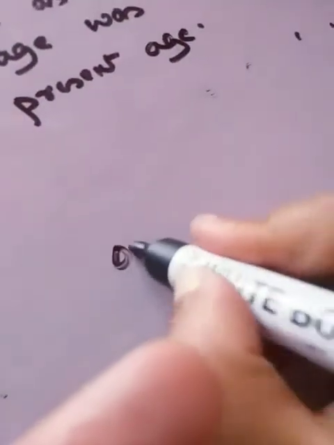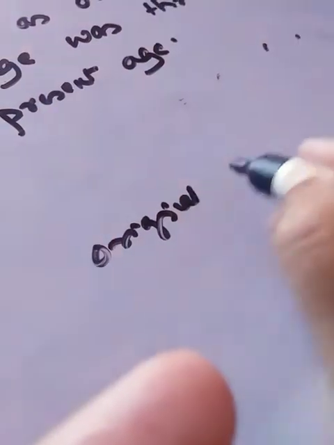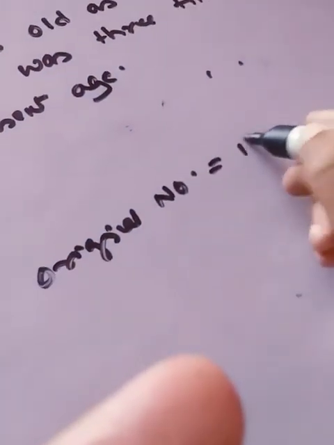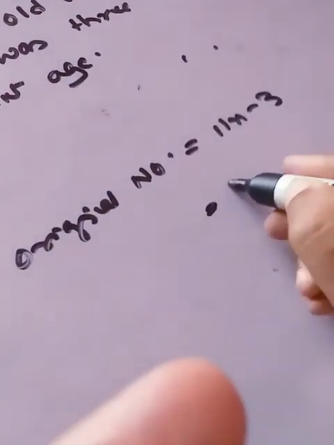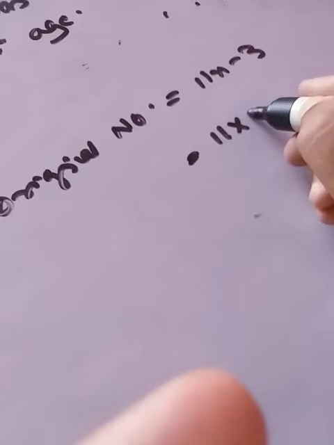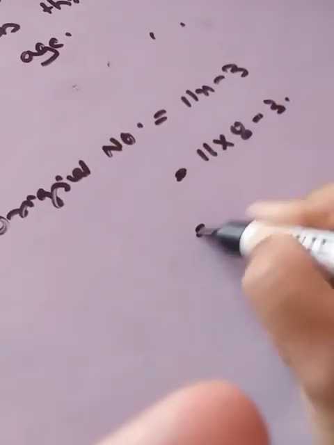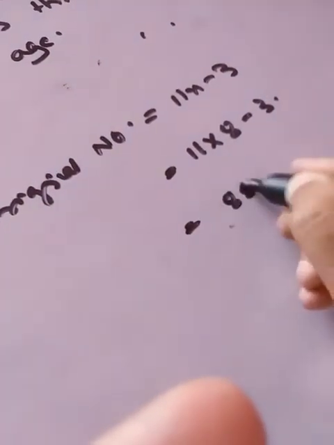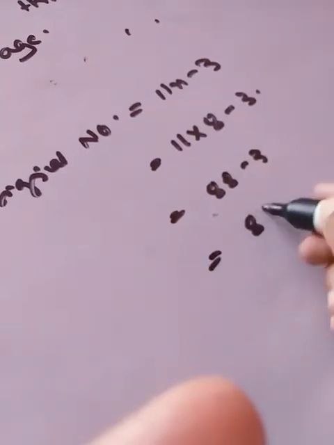So the original number was 11x minus 3. First write it down: 11x minus 3, 11 into, what was the value of x? 8 minus 3, isn't it? So 11 into 8 is what? 88 minus 3, so the answer is 85.